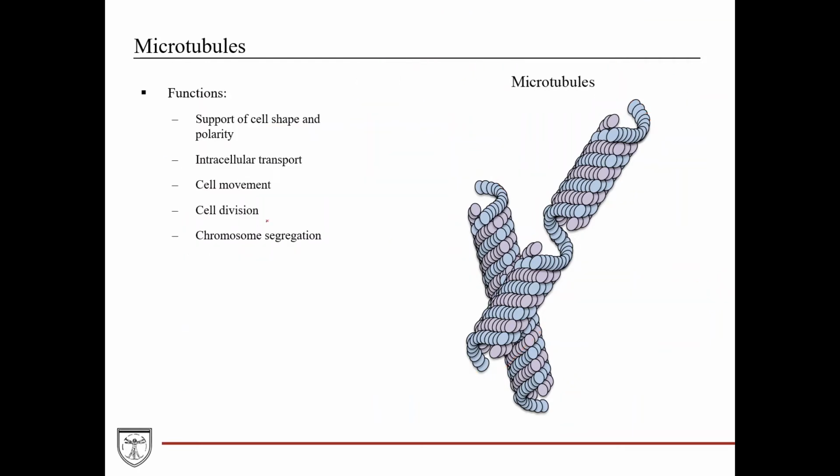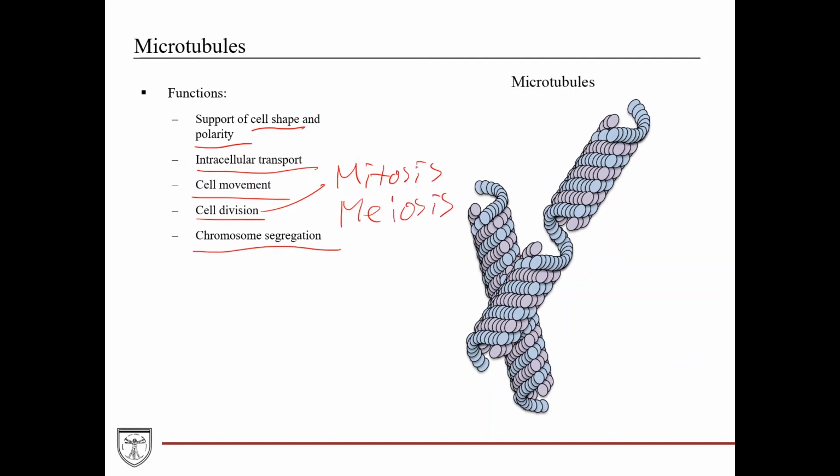So some of the functions of microtubules, again, as part of the cytoskeleton, they help support cell shape and polarity. They also help provide tracks for intracellular transport. They help with cell movement. Like I was talking about, they help with cell division, so in mitosis and meiosis. And then they also help with, as part of these processes, chromosome segregation.